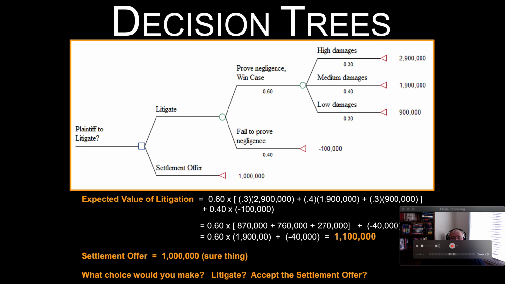Okay. For other people for whom $1 million maybe is not much money, they're more likely to say, go ahead and litigate. Roll the dice. But nevertheless, the decision is up to you. The point of the decision tree is not to make your decision for you. The point of the decision tree is solely to be an aid in your decision-making process.